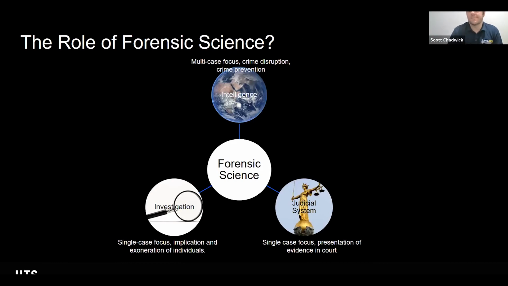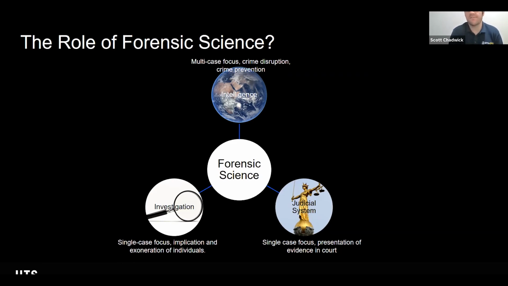Now, forensic science can be broken down into 3 sub areas. I've already spoken a bit about the investigation and the judicial system. This is where we are focusing on a single case to try and establish who had done it and bring a criminal to justice. But there is also a 3rd dimension to forensic science, and this is the area of forensic intelligence. When crimes are occurring, we can use information and data from each of these crimes to try and prevent them from occurring in the future or disrupting that pattern of criminal behavior.